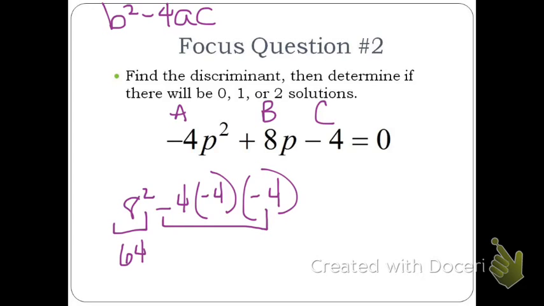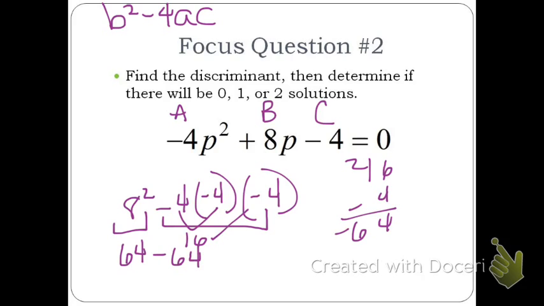Multiply these three values together. The first two, negative 4 times negative 4 is positive 16. 16 times negative 4 is 24. Carry my 2. 4, 5, 6. It's negative 64. What's 64 minus 64? That's 0. How many solutions would that be then? Just one.